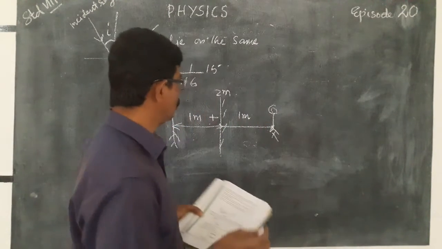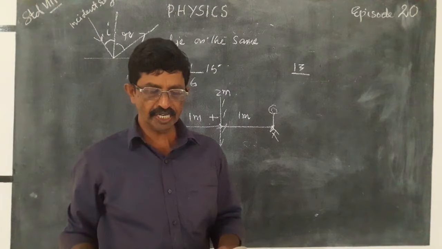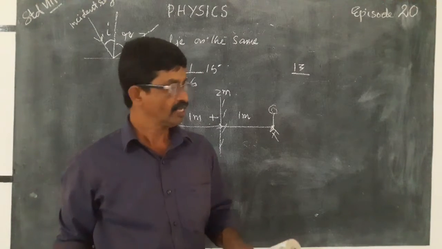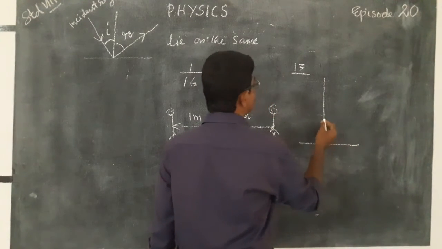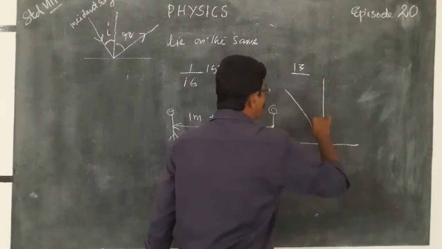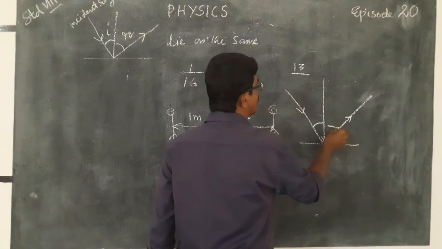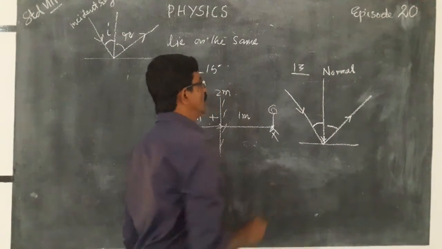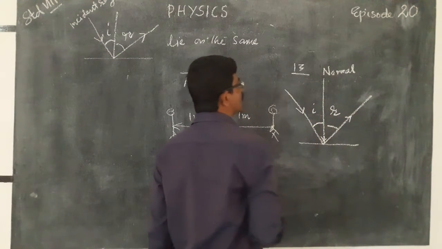Now question number 13 to all. What is the angle of incidence of a ray if the reflected ray is at an angle of 90 degree to the incident ray? See, we know this is the angle of incidence, this is the angle of reflection, and this is the normal. We know these two angles are equal. Angle of incidence I, angle of reflection R, these two are equal.